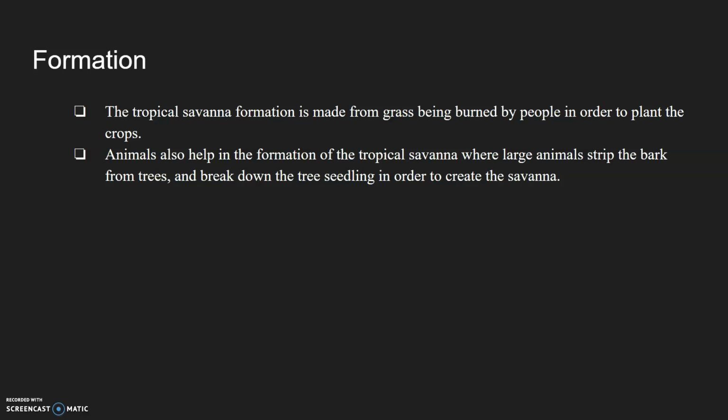So as we go on to talk about the formation, it is caused by humans who burn the grasslands around the area, causing the trees to burn, the grass and everything. However, animals do help within the formation of the savanna, whereas large animals such as the elephant and animals like the zebra break down the bark from the trees, and the elephants basically trample on the tree saplings or seedlings, where throughout time it will form into a savanna, a tropical savanna.